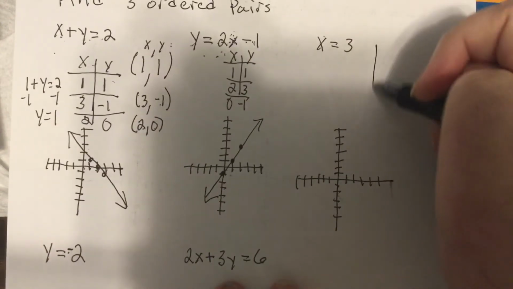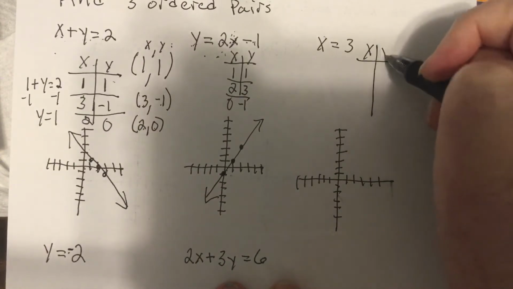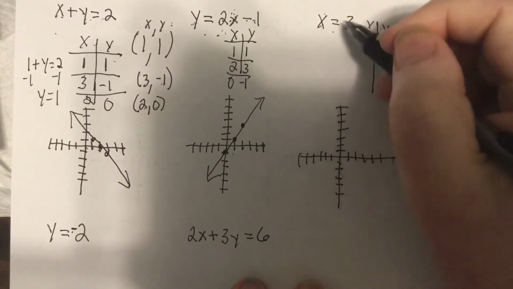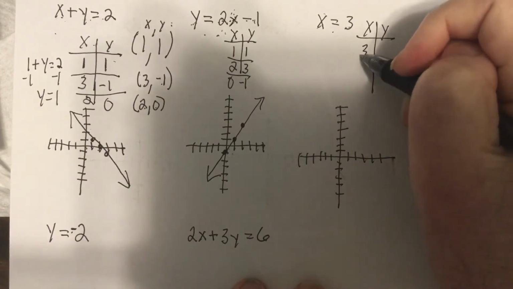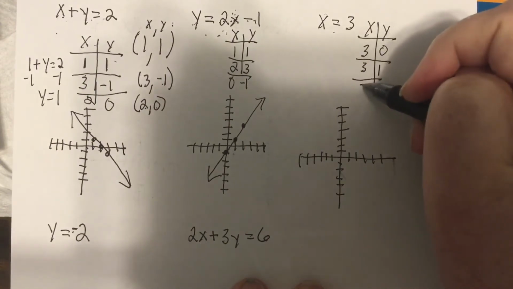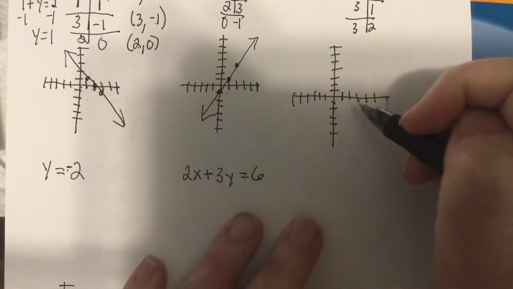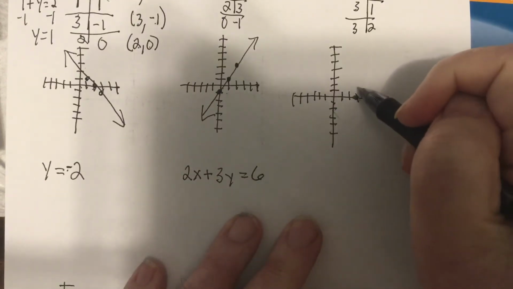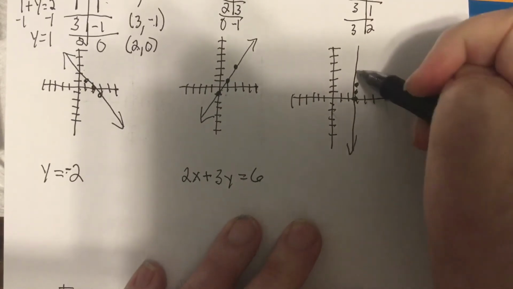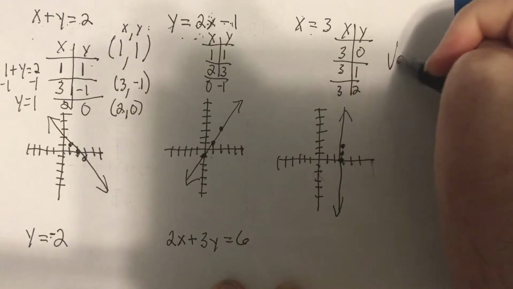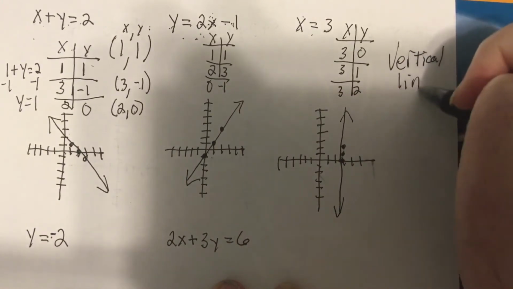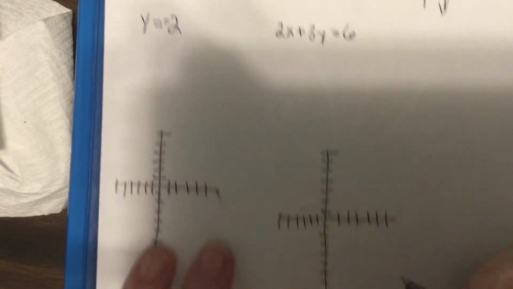Now, when you just have one variable, that is a special case. So all that matters is x is 3. So 3, 0. 3, 1. 3, 2. And notice what happens. So whenever you just have x equals a number, it's always going to be a vertical line. And it has a special slope, whatever that is. We'll talk about that next week.